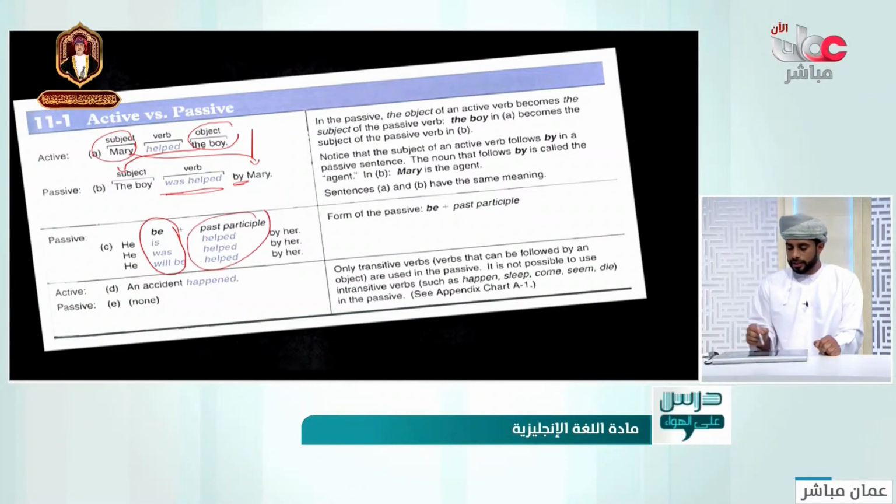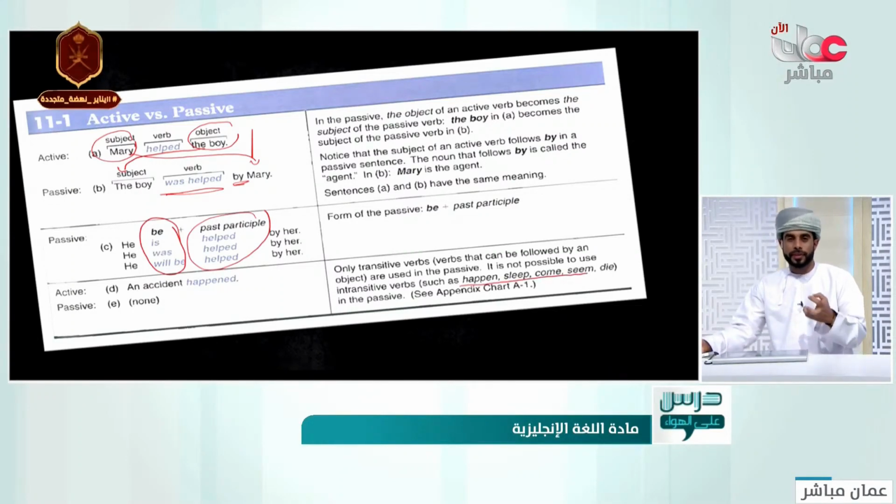And here it says that not all verbs can be used in a past passive, like happen, sleep, come, seem. Not all verbs can be changed to passive voice. Some cannot be changed. Why? Because the meaning of them couldn't happen.